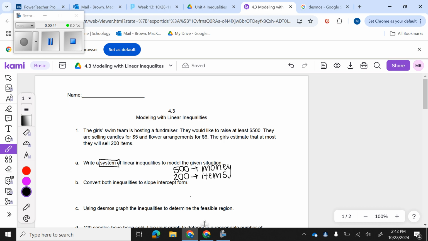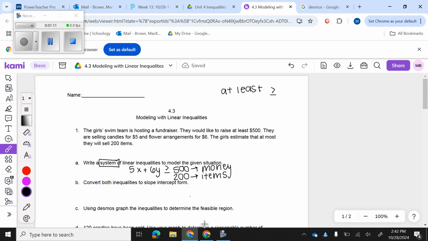All right, so they would like to raise at least 500. I would make this note that at least means that you can go over. So it can be greater than or equal to. So they'd like to raise at least $500. They're selling candles for 5 and flowers for 6. Okay? So if a candle's $5, that's going to be 5x plus 6y. And I know that this is going to go with this top equation because this equation is just about money.